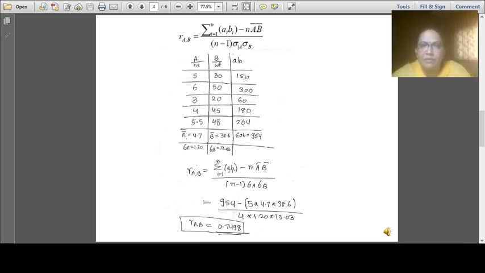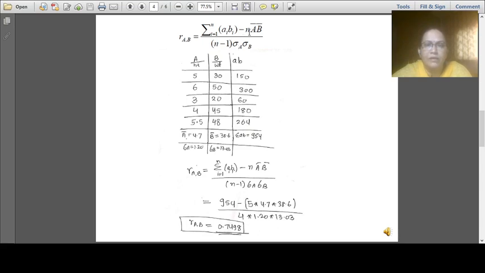So this is the AB for i equals 1, then i equals 2 in the second tuple, then this is the value of AB. In this way we are multiplying these two corresponding values, and that will be the value of AB. 5.5 into 48, this is the value. Okay, so now we have obtained the values of AB.